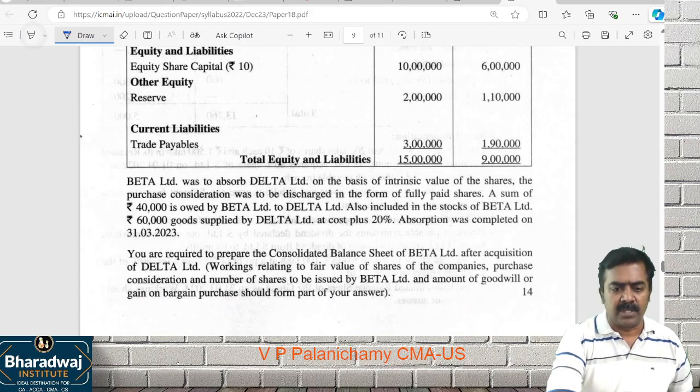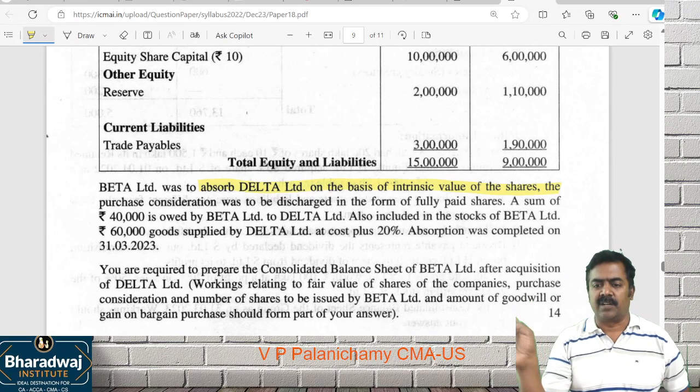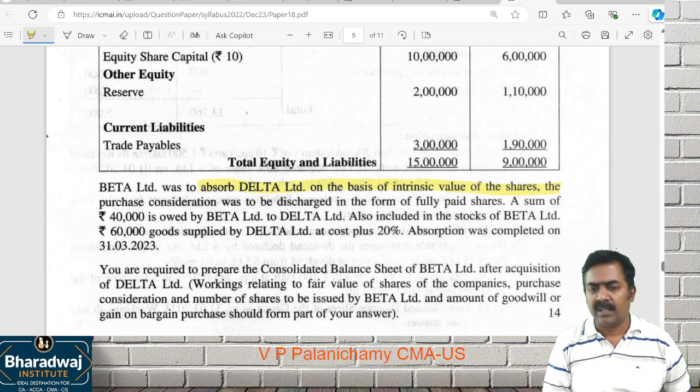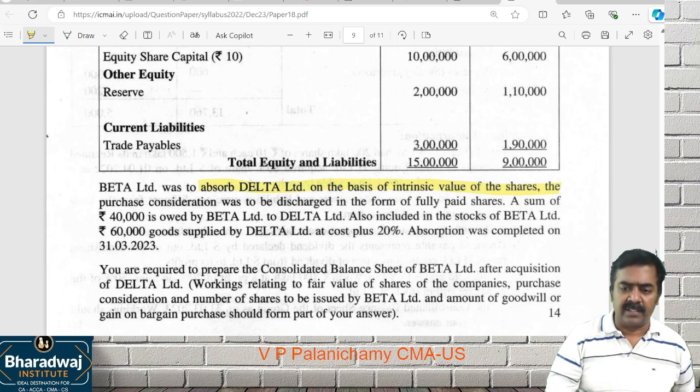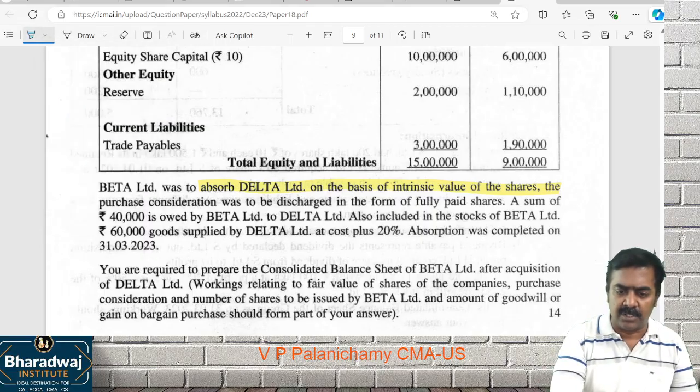Beta Limited will absorb Delta Limited on the basis of intrinsic value, net assets divided by number of shares. And there is a mutual due. This will be adjusted after amalgamation is put through, or after the business combination is put through.